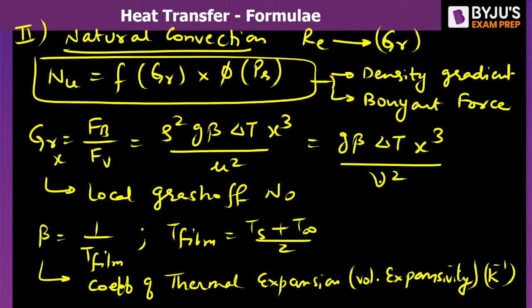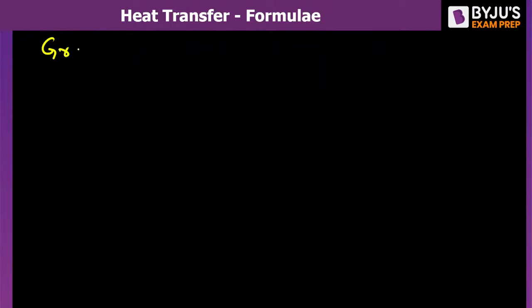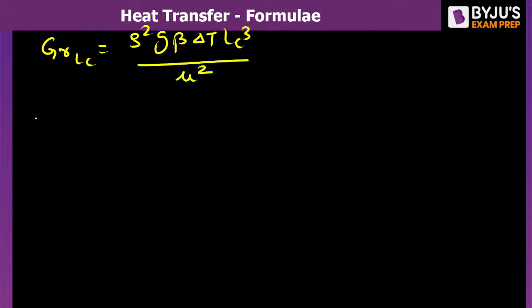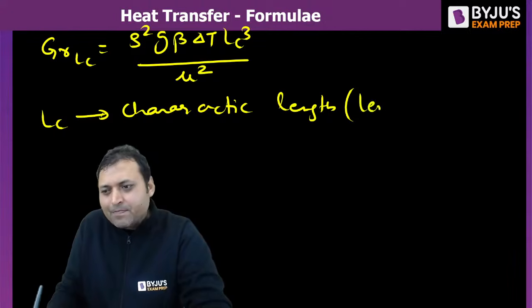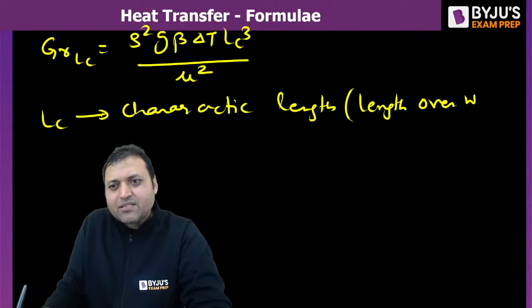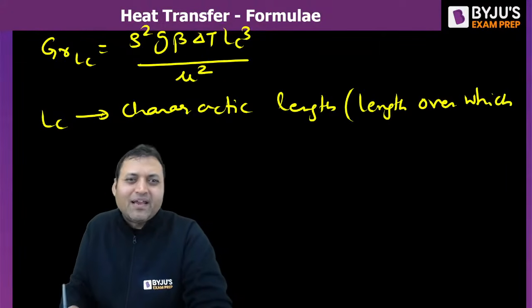And for the average Grashof number, we define the characteristic length. Gr_Lc is equal to rho square g beta delta T Lc cube by mu square, where Lc is called the characteristic length. What is characteristic length? It is the length over which the boundary layer is allowed to grow.